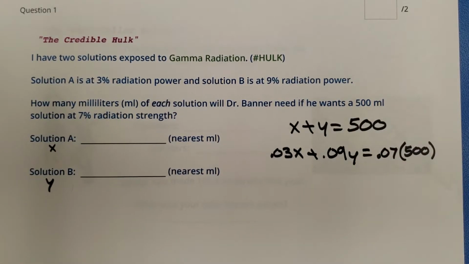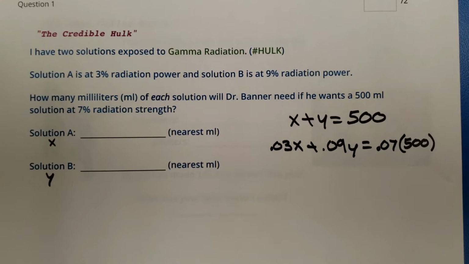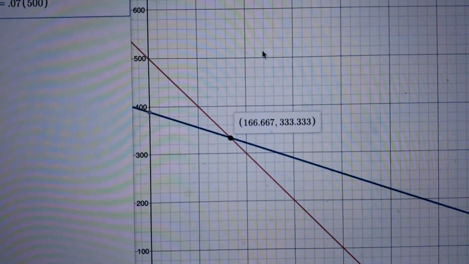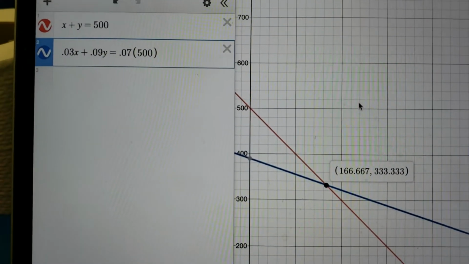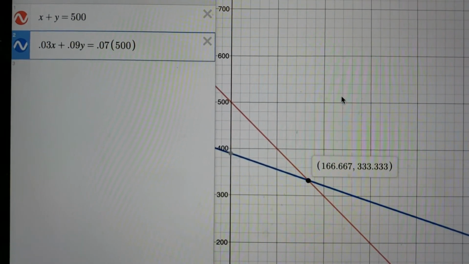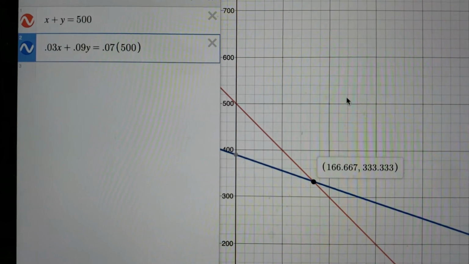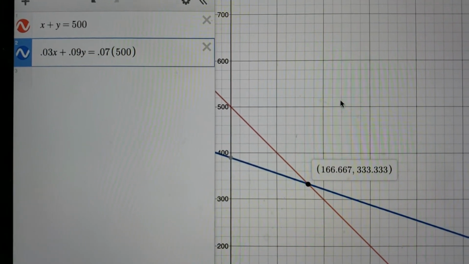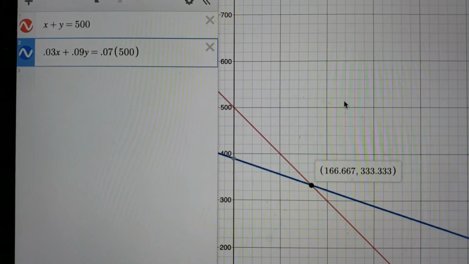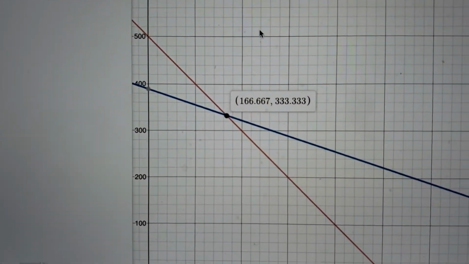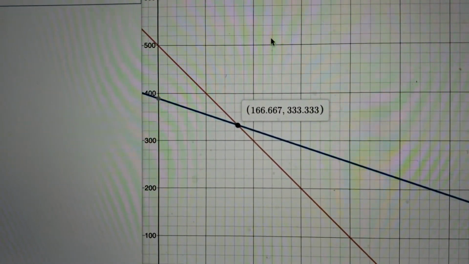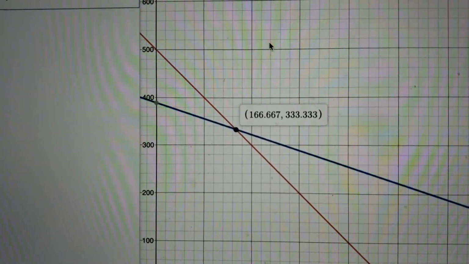So I've already gone to Desmos and I've already graphed this. So ready, set, there it is. Okay, so there's my x plus y equals 500, 0.03x plus 0.09y equals 0.07 times the 500. And it looks like 166.6 repeating and 333.3 repeating.